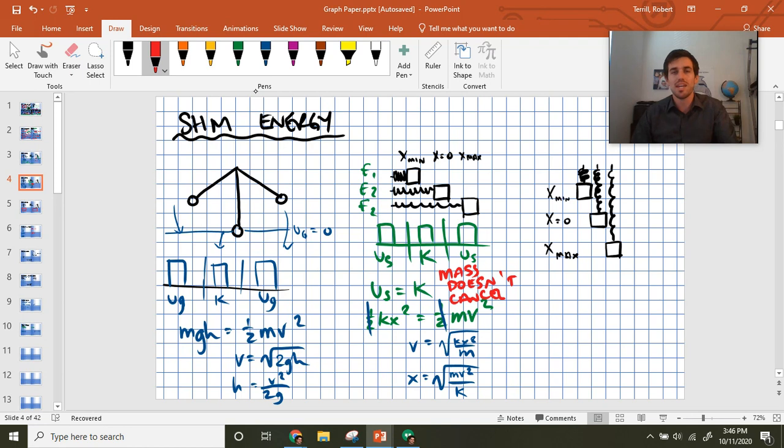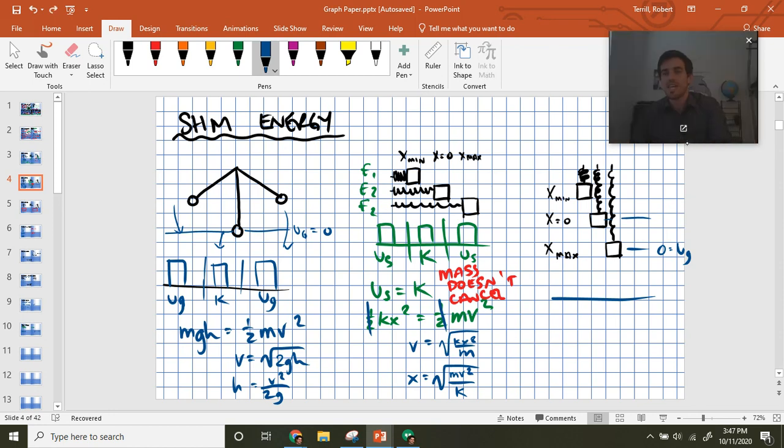All right, the final one is vertical springs, and vertical springs are actually kind of nasty. The reason why they're kind of nasty, first off, let's call this our zero gravitational potential spot. This is our equilibrium position. So let's go through our moments, E1, E2, E3. At E1, you can see that it only has gravitational potential.